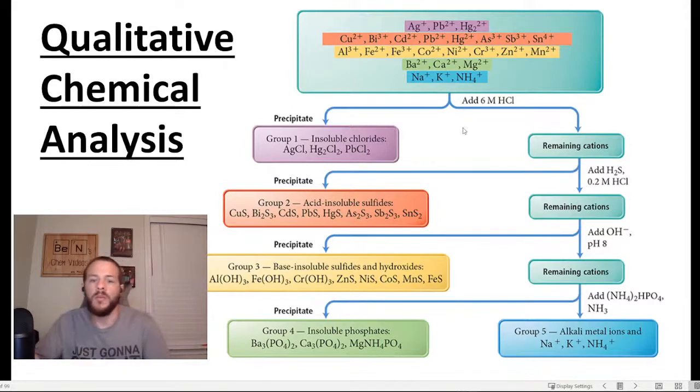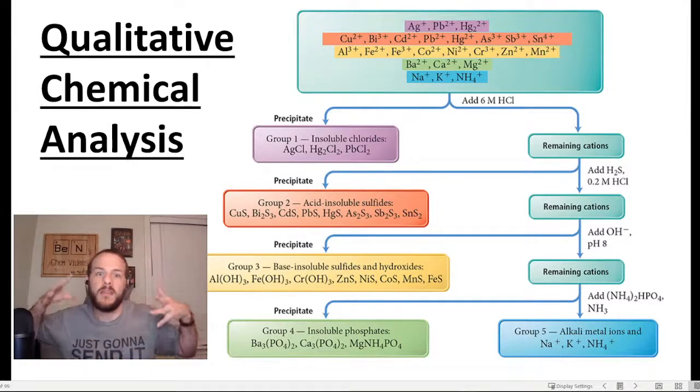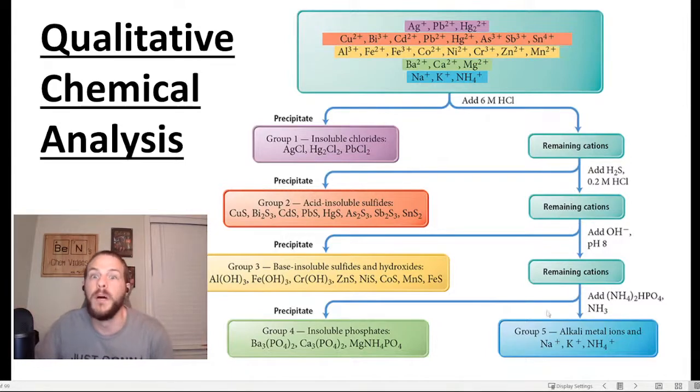The next step that you would do is you would throw in some sulfide ion in the form of adding hydrogen sulfide. If you throw some sulfide ion in there, that's going to precipitate out a lot of metals that are insoluble when they pair up with the sulfide ion. And that includes a bunch of metals like copper, bismuth, cadmium, lead, mercury, arsenic, antimony, tin. So all of these cations would be precipitated out using that particular precipitating agent.